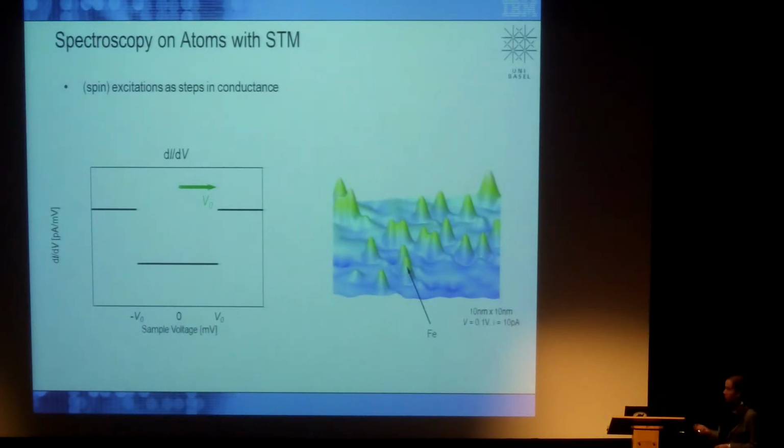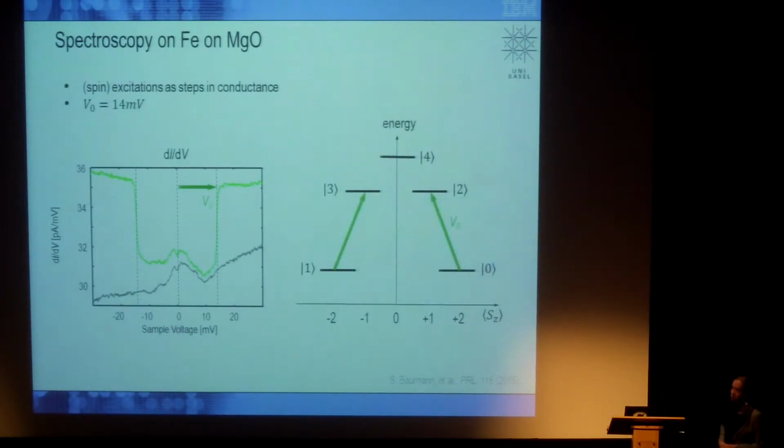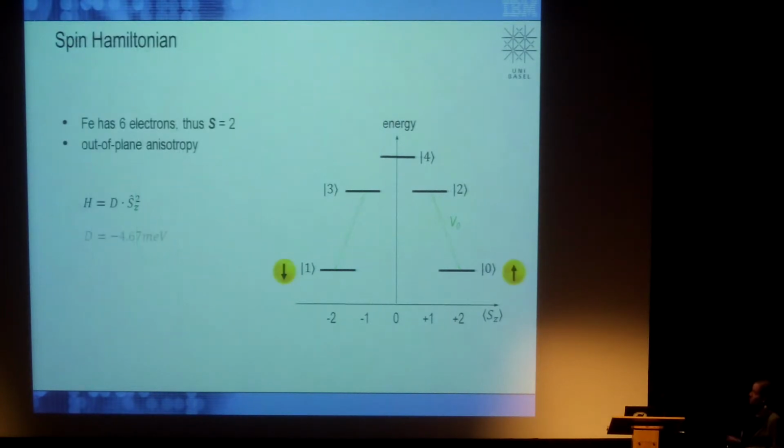Now, in a real system, in our iron atom on the surface, this spectrum actually looks like that. It's not entirely flat, but there's a clear step, and in this case, it's at 14 millivolts. This step that we see, these 14 millivolts, is the excitation from one of the ground states into the excited states, here labeled as 2 and 3. So with this, we now know more about the spin Hamiltonian. In fact, we can write down an actual number for the anisotropy.